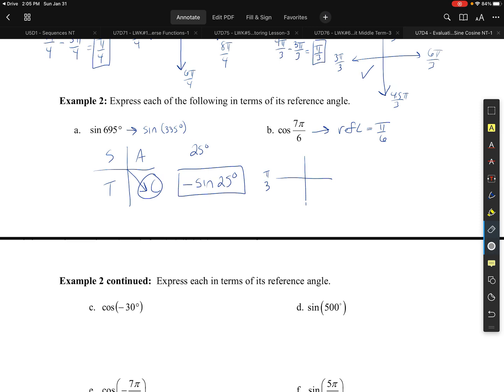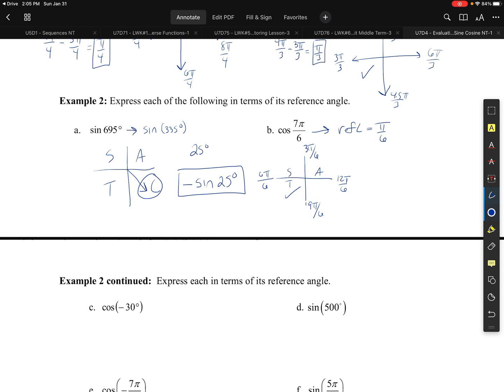Oops. Messing up things. 6 pi over 6. This would be 12 pi over 6. This would be 9 pi over 6. This would be 3 pi over 6. So that puts us here.